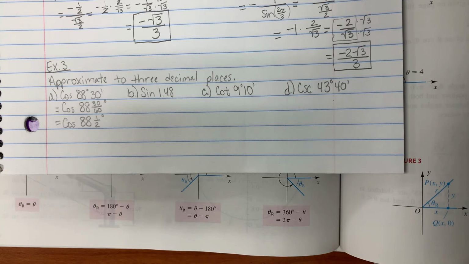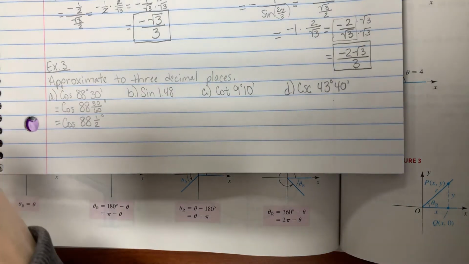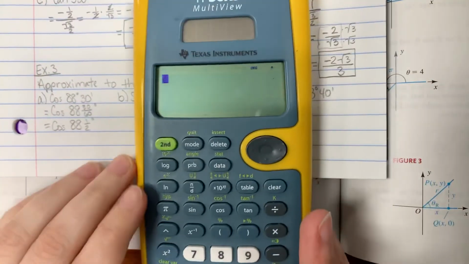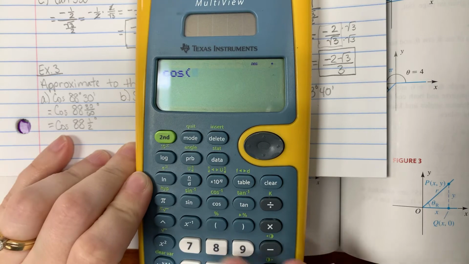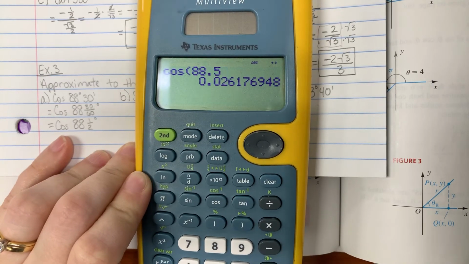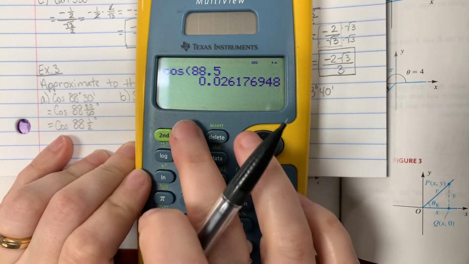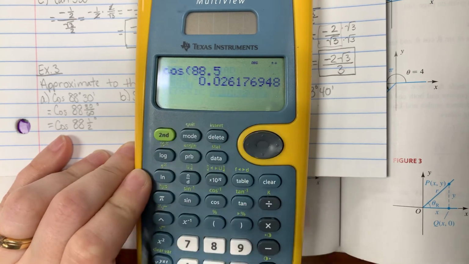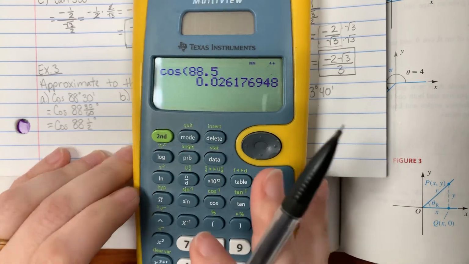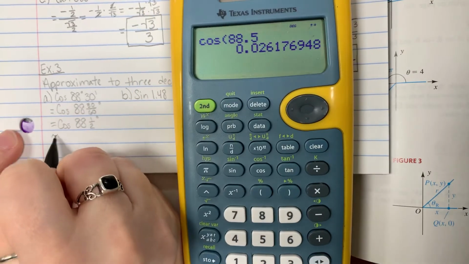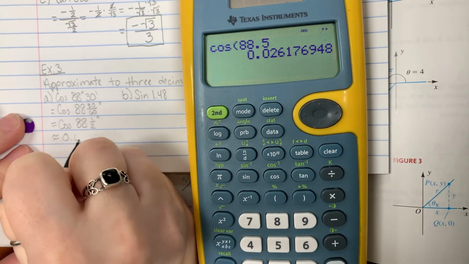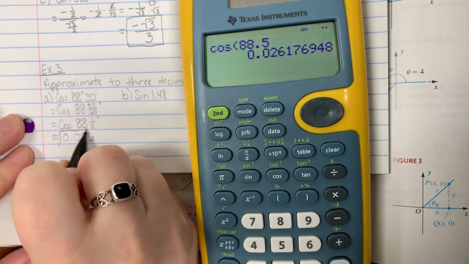So I'm going to use a calculator. Got to find one first. Here we go. All right, so I'm going to just straight type in the cosine of 88.5 and get an answer. First though, let's go back. Let's make sure that my mode is in degrees. So I did have it in degrees. So this is approximately, to 3 decimal places, 0.026.